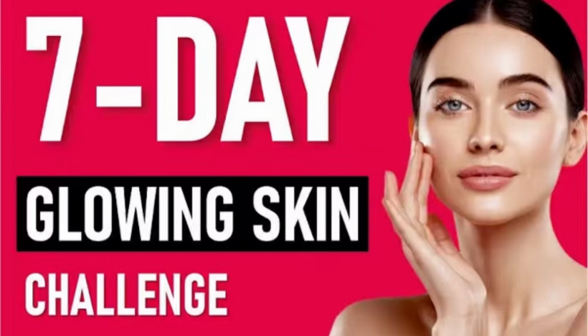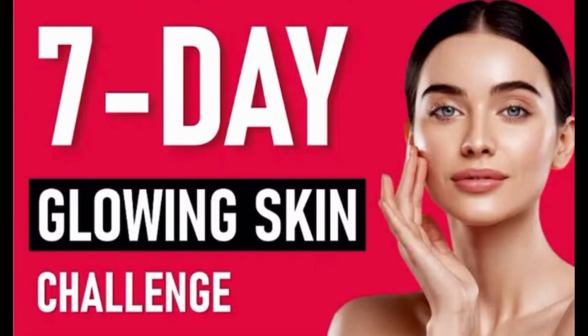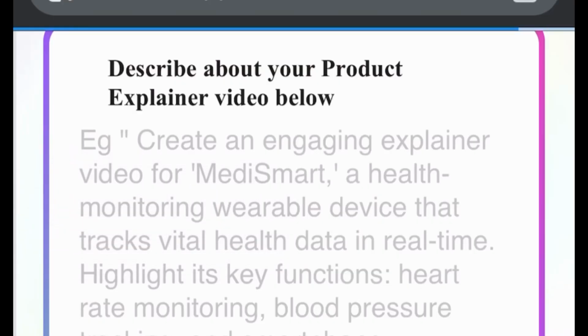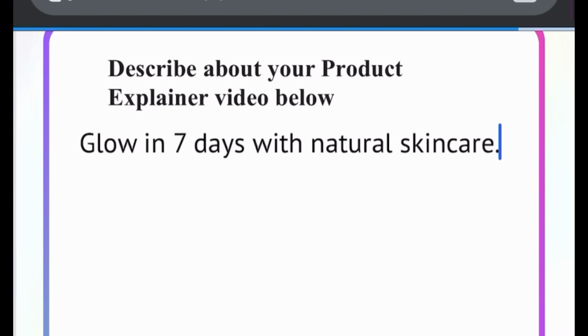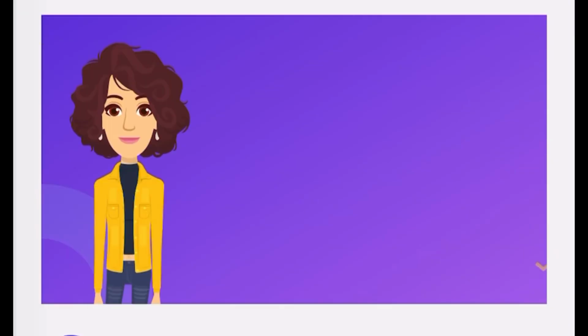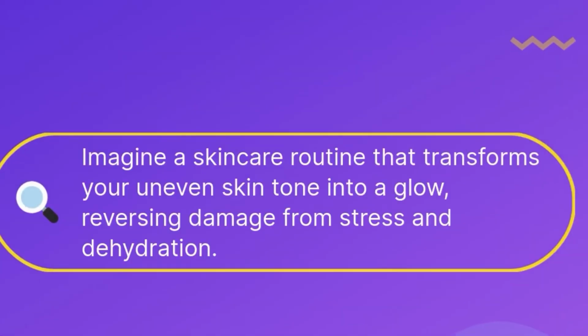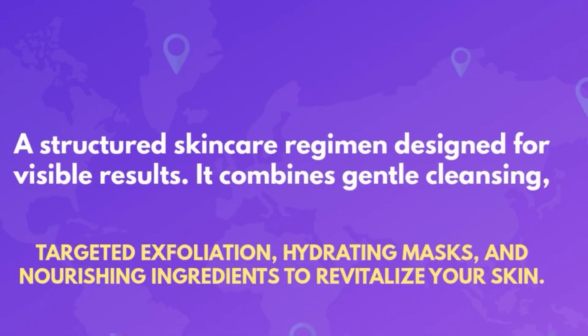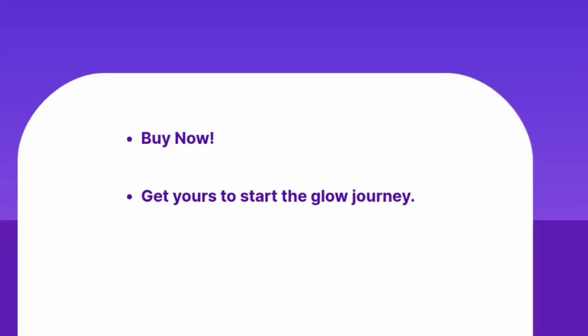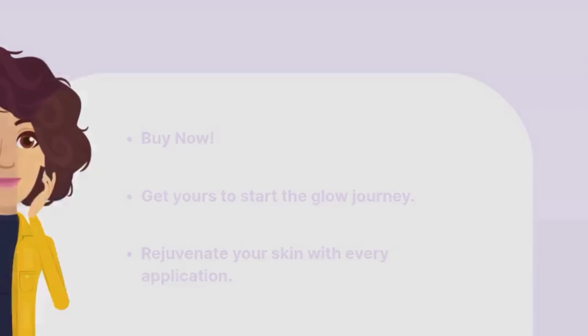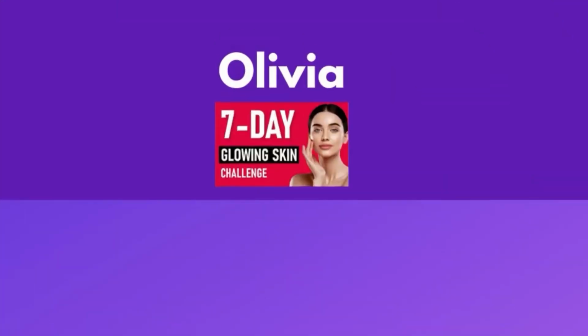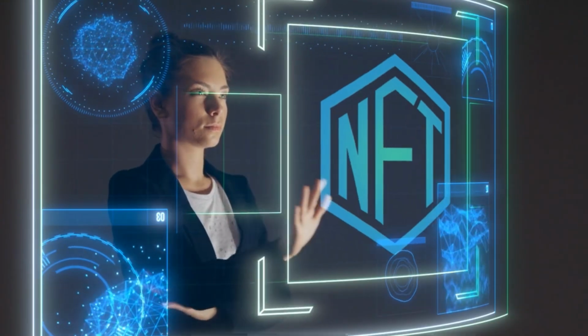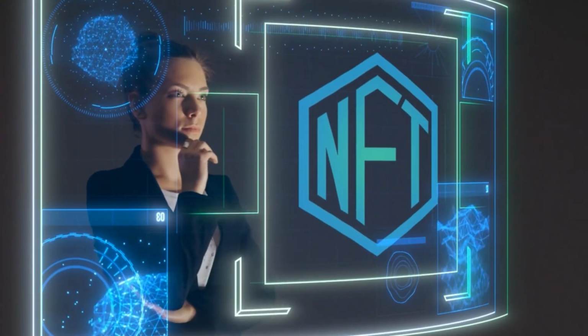Let's say you're promoting a skincare product. You upload one product image and type, "Glow in 7 days with natural skincare." Within seconds, the AI creates multiple animated ad versions using different colors, text styles, transitions, and call-to-action buttons like "Shop now" or "Learn more." You can post them instantly or test multiple versions to see which performs best.